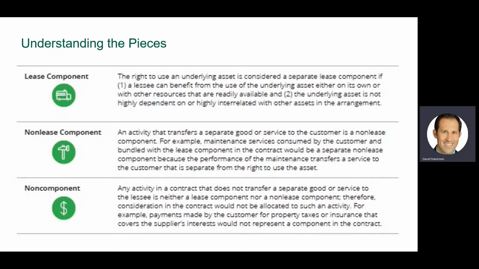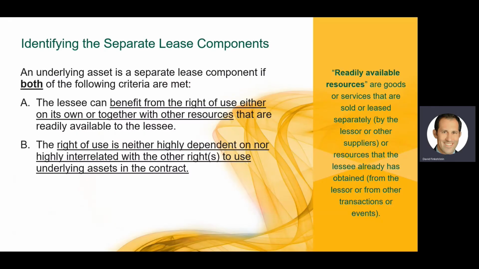And there's a third component or piece, which is considered non-components of leases. And that's any activity in a contract that does not transfer an actual good or service to the end lessee, and that is neither considered a lease component nor a non-lease component. For example, in the contract, payments made by the lessee for property taxes or insurance that covers the supplier's interest or the lessor's interest are not considered to be components of the contract, and those would be considered non-component for this 842 adoption.